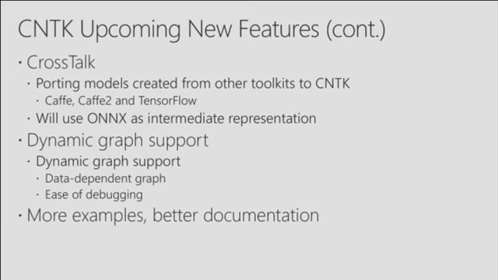The second to last item is dynamic graph support, which is very popular, mostly for its debugging capability, like what PyTorch does, but also because you can create a different graph for every training example. So we want to enable that in CNTK, and this is still ongoing work. It's probably going to be ready somewhere next spring. We'll see. And then the last item is we're going to create more examples and better documentation, which is also a big request.